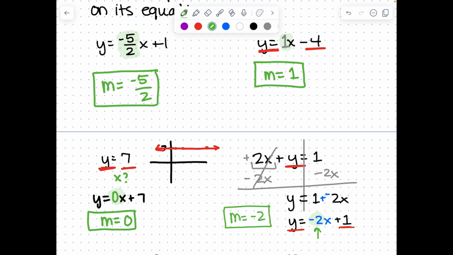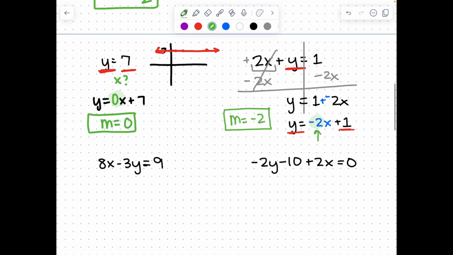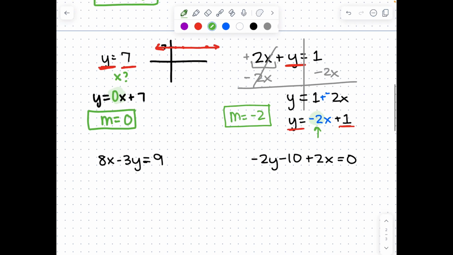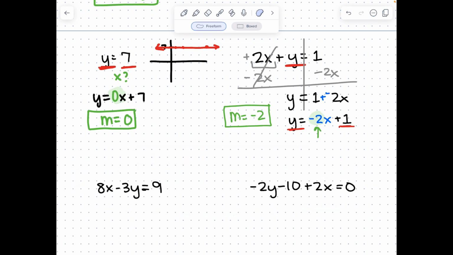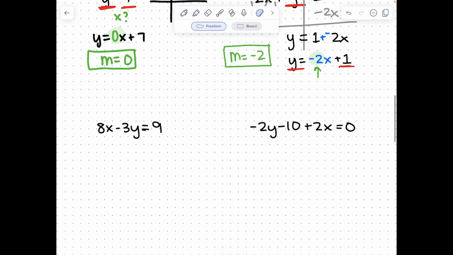All right, just 2 more examples. We've got another standard form one here, 8x minus 3y equals 9. And then we have one that's just kind of random. We just have a bunch of terms that's not in any particular form to start. But for both of these, converting them to slope-intercept form is going to be our best plan of action, because then it's the easiest way to see what our slope is.